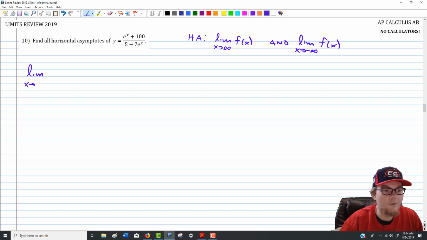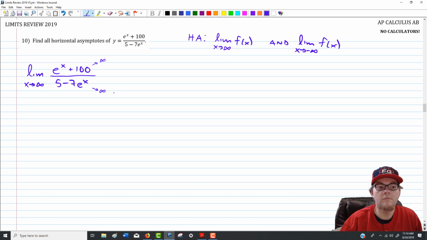So I'll start with the limit as x approaches infinity. So we'll have e to the x plus 100 over 5 minus 7 e to the x. With that in place, of course, if we did direct substitution, we'd get infinity over infinity. So that tells me we're going to infinity. To make sure that we can take care of this, I'm going to nerf the growth of the strongest growing term. So that's going to mean multiplying up and down by 1 over e to the x.